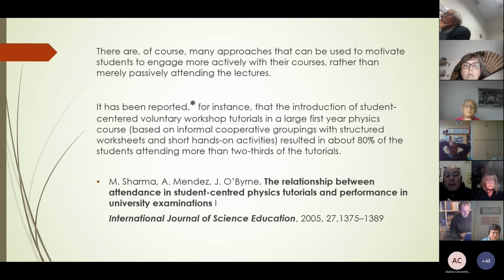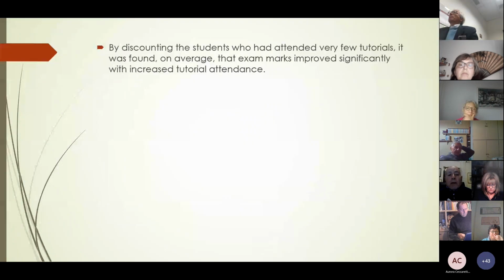It has been reported in the literature. That's 2005. It's about physics tutorials, published in the International Journal of Science Education. The introduction of student-centered voluntary workshop tutorials in a large first-year physics course, based on informal cooperative groupings with structured worksheets and hands-on activities, resulted in about 80% of the students attending more than 2/3 of the tutorials. By discounting the students who had attended very few tutorials, it was found on average that exam marks improved significantly with increased tutorial attendance.